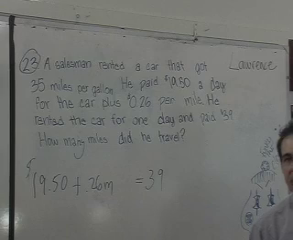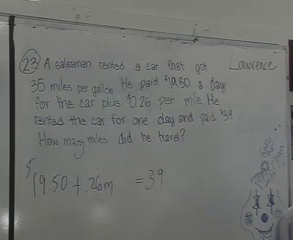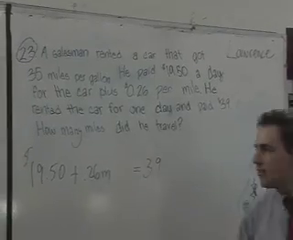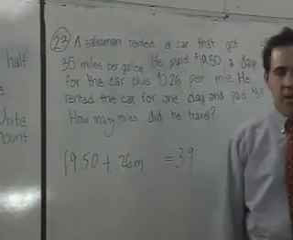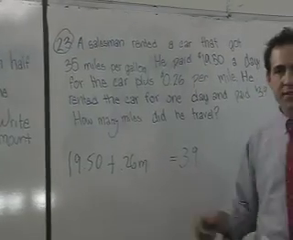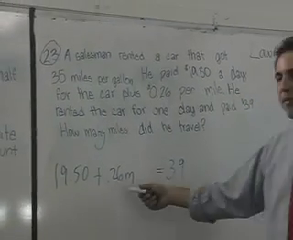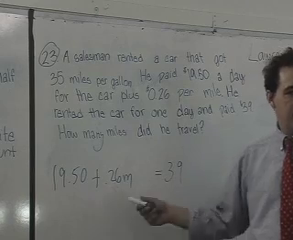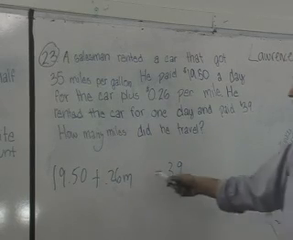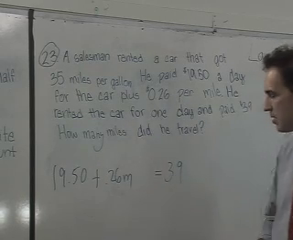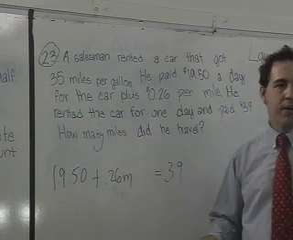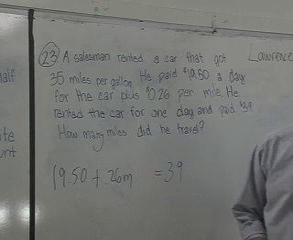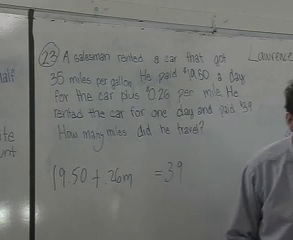Now, is that the expression that's going to give us the whole thing? 19.50 is the fixed rate, whatever it costs, and then 0.26m, right? Because whatever mileage he goes over and above a certain amount, he pays per mile. So now, how do we solve this? What are we solving for? We're solving for how many miles he traveled. m, right? Good. So what's our first step?